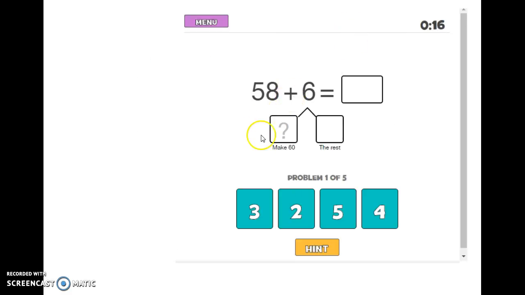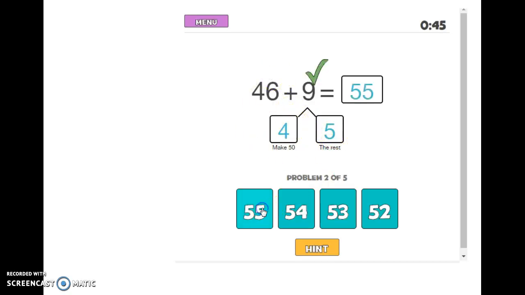And so when you see this, we're at 58, we want to make 60. They look at their chart, they know they need to add 2. To get to 6, we need 4 more. So here's our 60 plus 4 is 64. Once again, we have 46. We want to get to 50 here, so we want 4. To get to 9 would be 5. Here's our 50 plus 5 is 55.